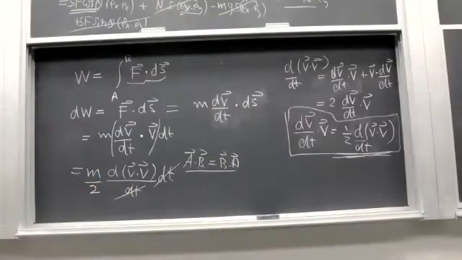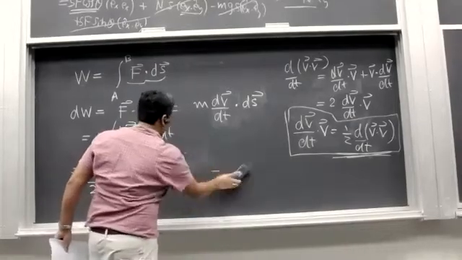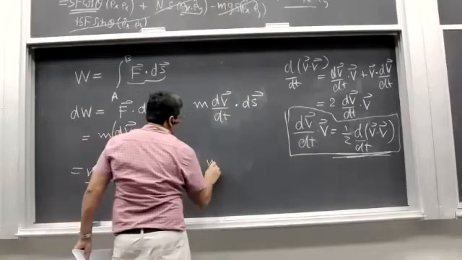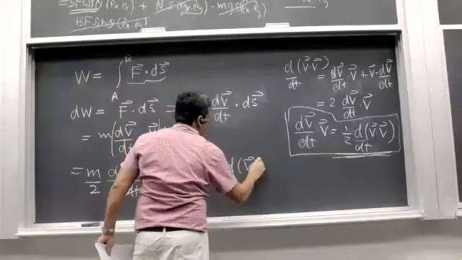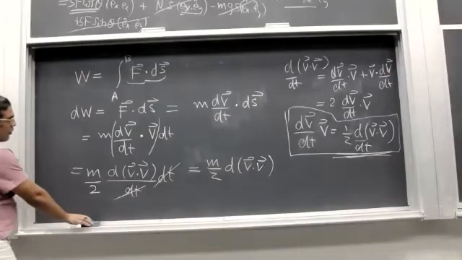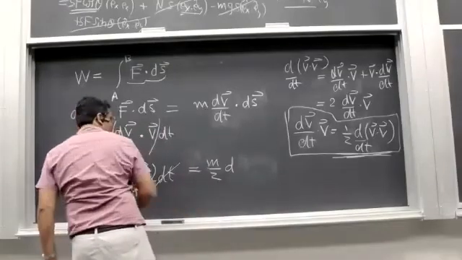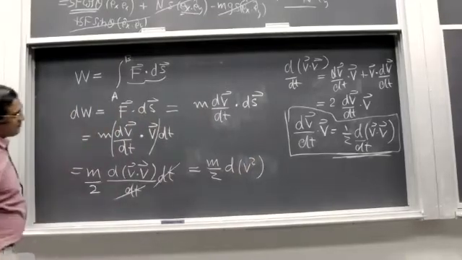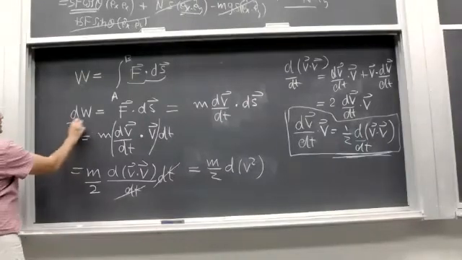So what we are left with is m over 2 dv dot v, right? The dt cancels. Or if you like, you can just simply write it. v dot v is what? v squared. The dot product of the same vector, right? So that is the tiny bit of work that a non-uniform force is doing, a force which depends on the position.